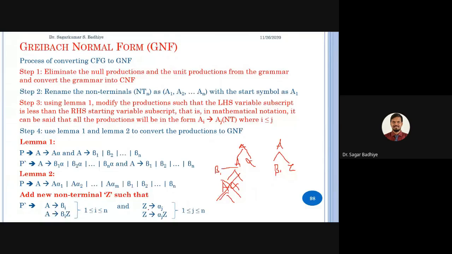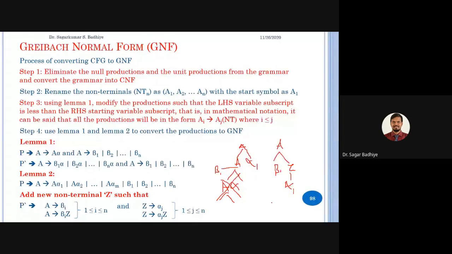And then for Z, I have already added alpha rules. That would be alpha 1 or alpha 2. Suppose this is alpha 1. So I would be getting the string beta 1 alpha 1. So first I would derive A derives to beta 1 Z, and then for this Z I have already added alpha rules. So this would be replaced by alpha itself.